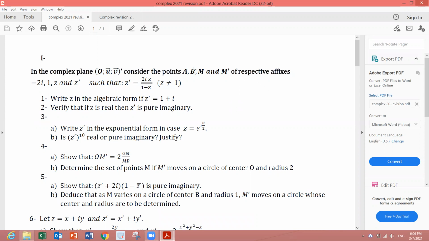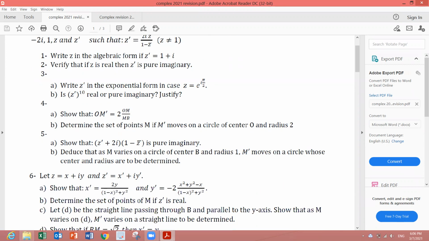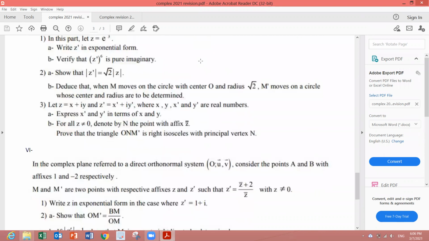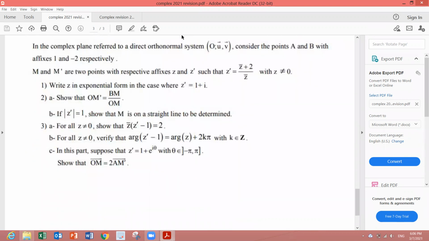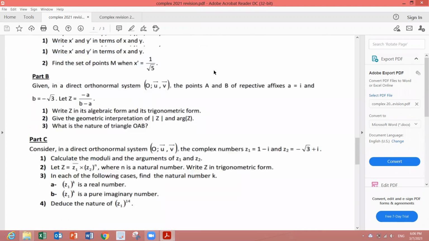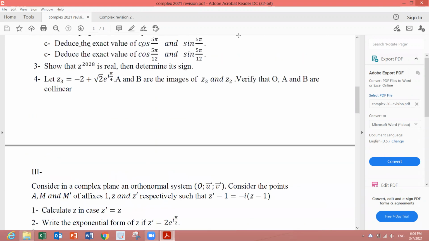I have sent you a revision paper about complex numbers. This revision paper contains about 6 exercises. I hope we can solve it in these 4 days. It is a good revision.